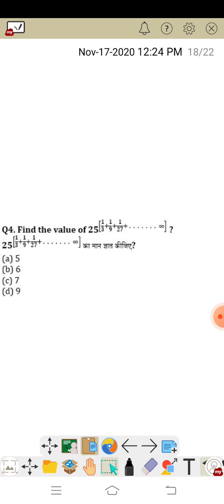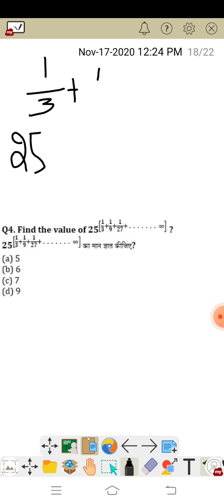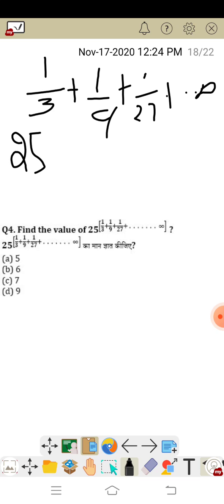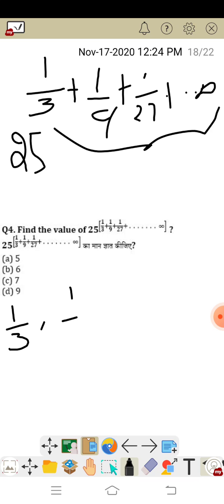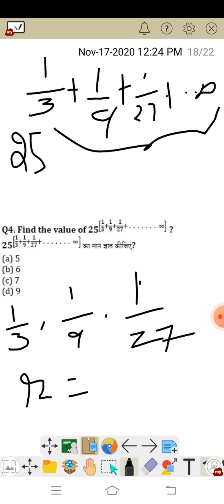The question given is 25 whole to the power of 1 by 3 plus 1 by 9 plus 1 by 27 plus, and so on, to infinity terms. So check whether the series in the power is a geometric progression or not. 1 by 3, comma, 1 by 9, comma, 1 by 27. If you see, the common ratio is second term by first term, again third term by second term, and all the values will become r is equal to 1 by 3.